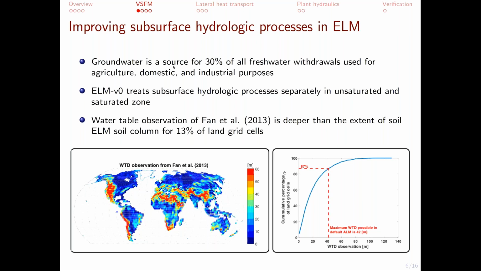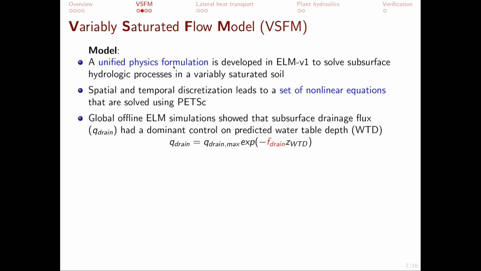And if we look at the graph on the right, this is showing a cumulative percentage of land grid cells with water table depth. We see that for 13% of the grid cells, the water table is deeper than the default depth of the soil column in the land model. So we developed this variably saturated flow model, which has a unified physics treatment in the near surface and deeper groundwater table.